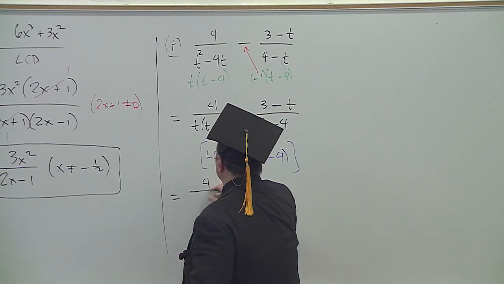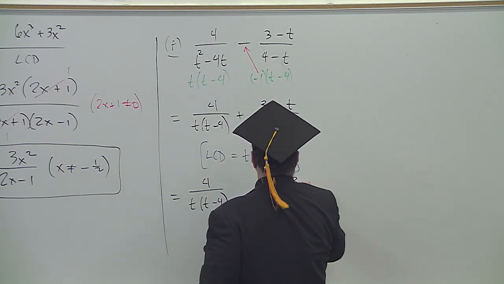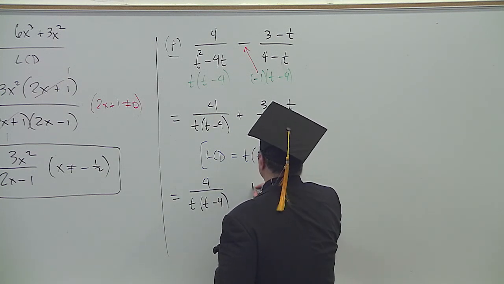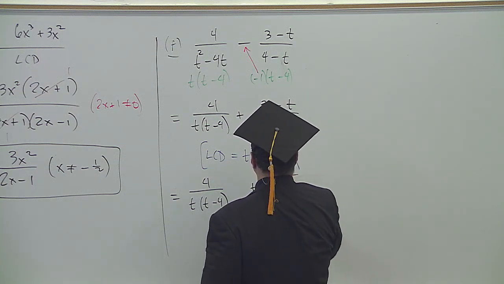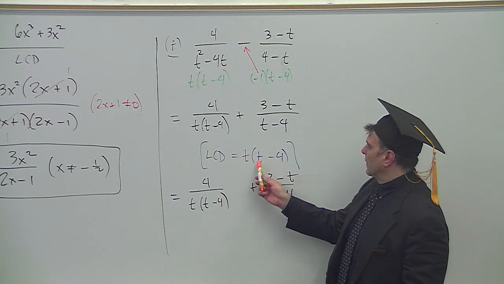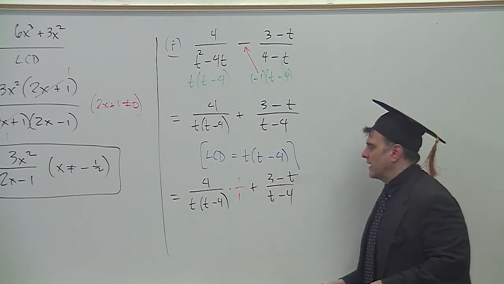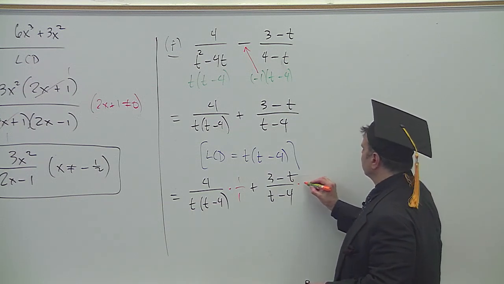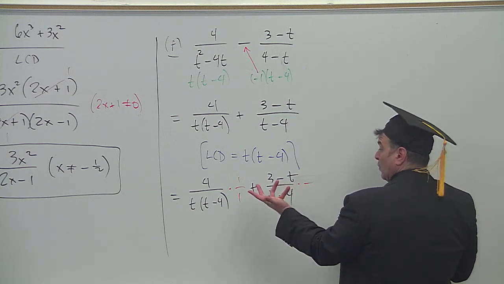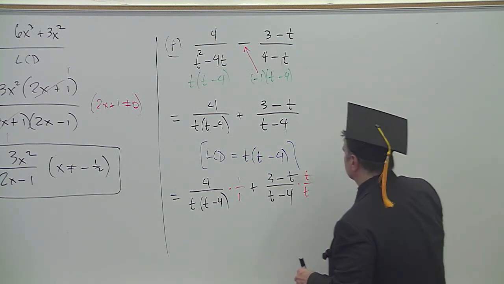We proceed as before. We take the original fractions, plus 3 minus t over t minus 4. This first fraction already has the common denominator. You can either do nothing with it at all or multiply it by 1. The second fraction, comparing its denominator to the LCD, we ask what's new, and what's new is the t. So we must multiply numerator and denominator by t.